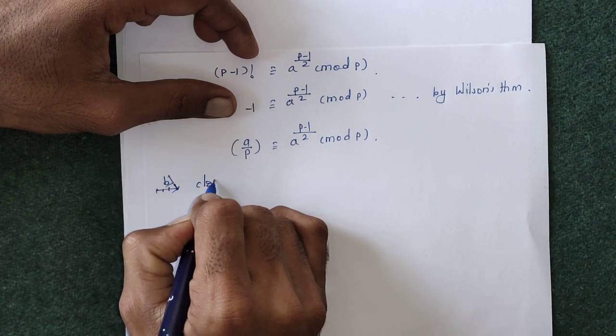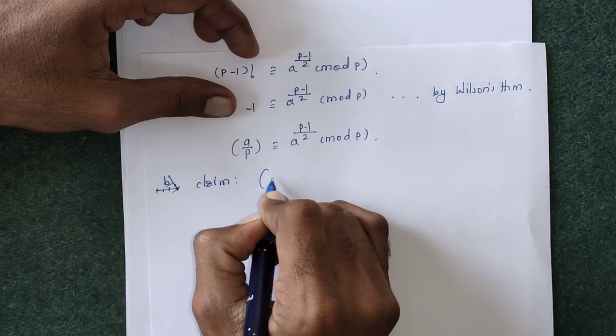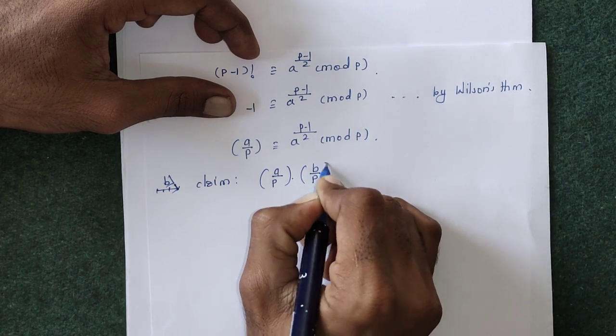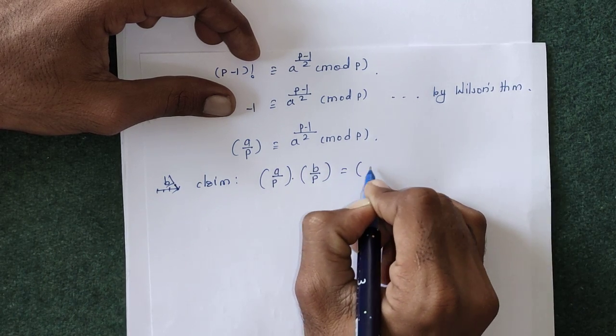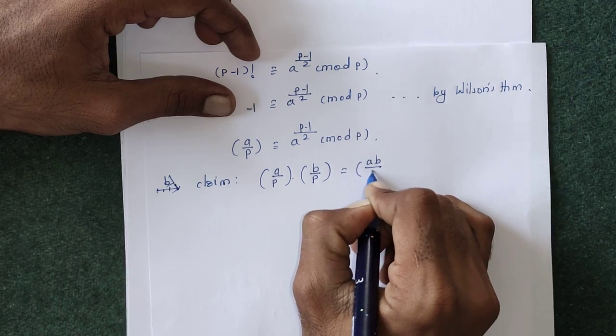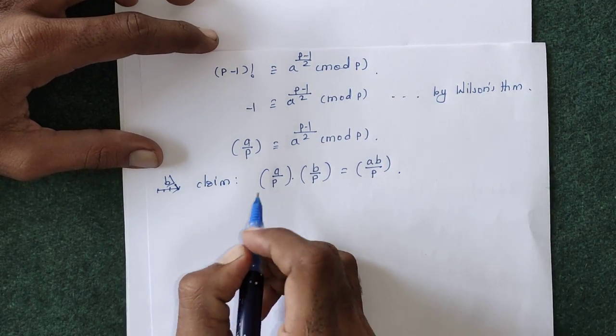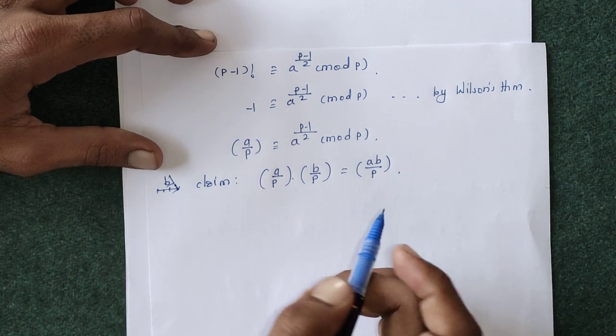The second claim is that the Legendre symbol of a with p times the Legendre symbol of b with p is equal to the Legendre symbol of ab with p, since a and b are integers which are relatively prime to p.